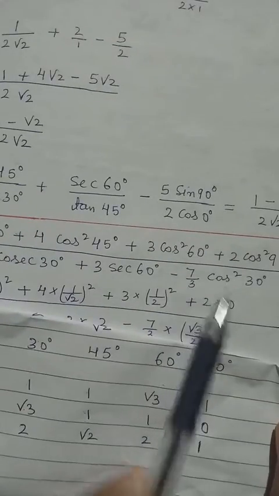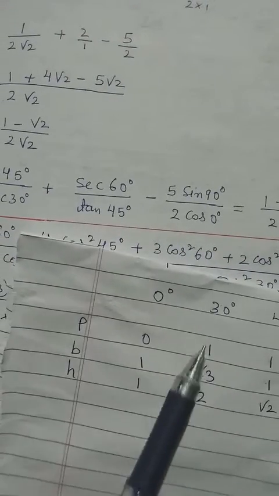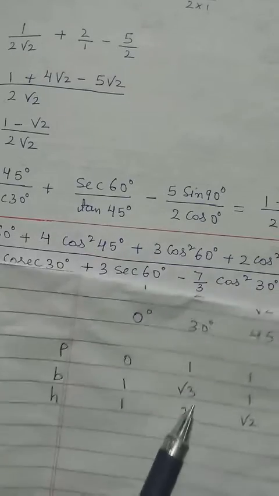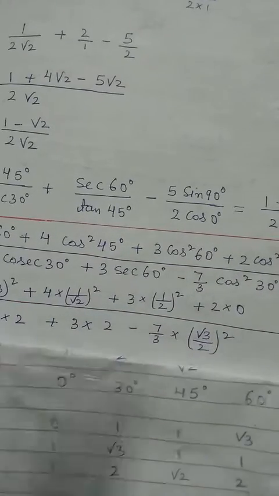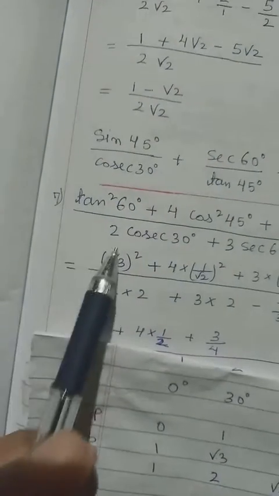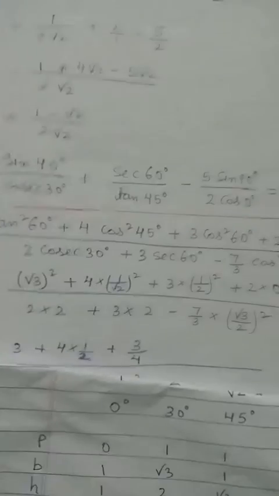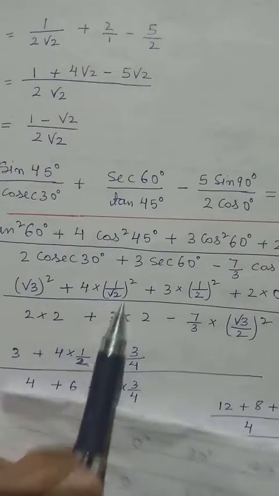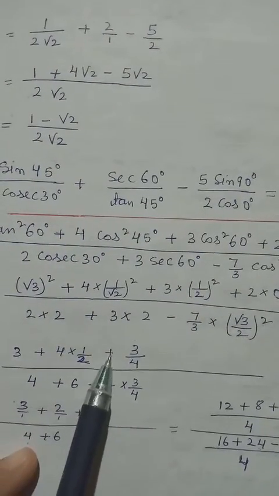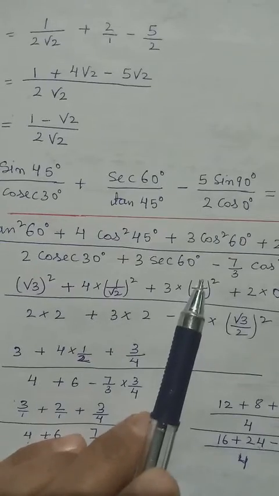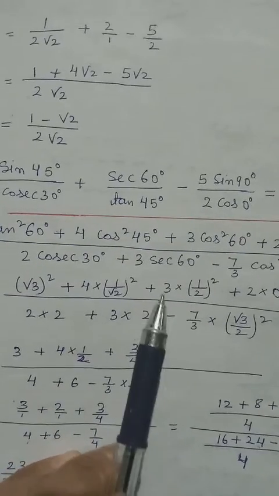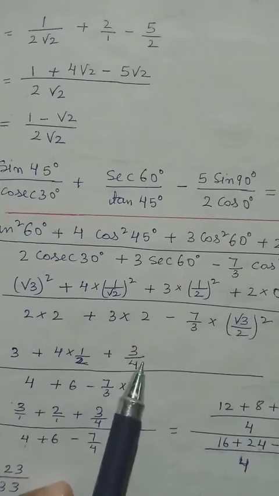Then we have cos 30. So 30 we have b by h, so root 3 by 2. But here we have square, let's put square. So let us remove the square now. Root 3 into root 3 will be 3. 4, let it remain 4. 1 into 1, 1. Root 2 into root 2 will be 2. Then plus 2, 1 into 1, 1. 2 into 2, 4. So 3 into 1, 3 will be 3 by 4.